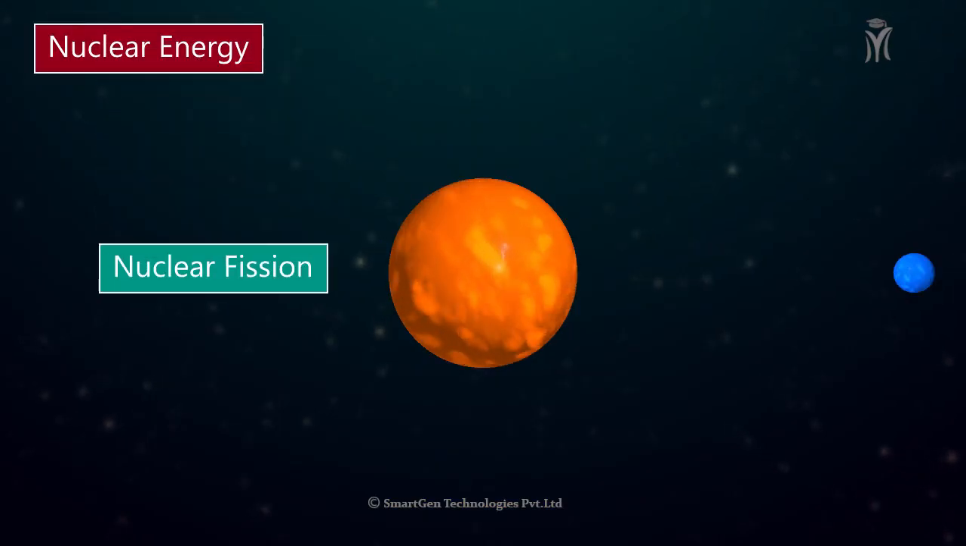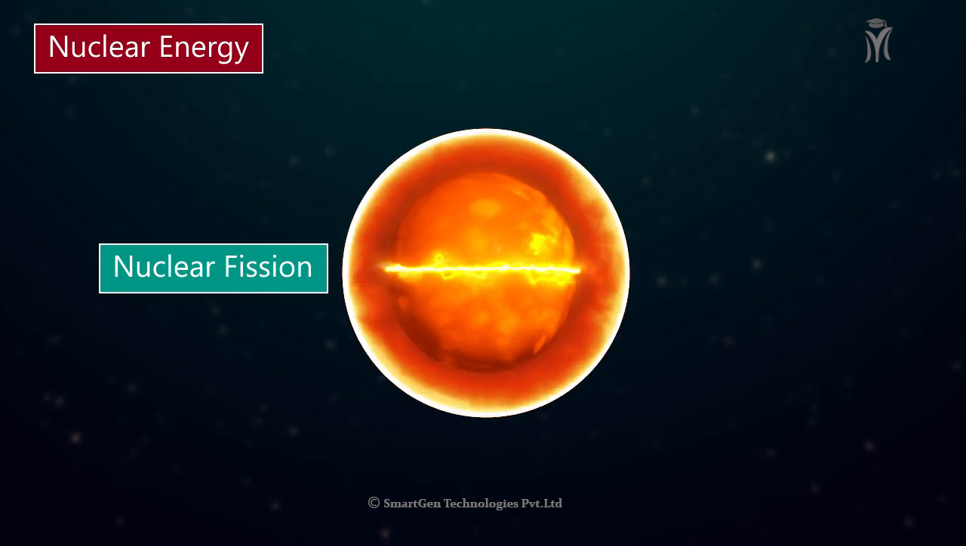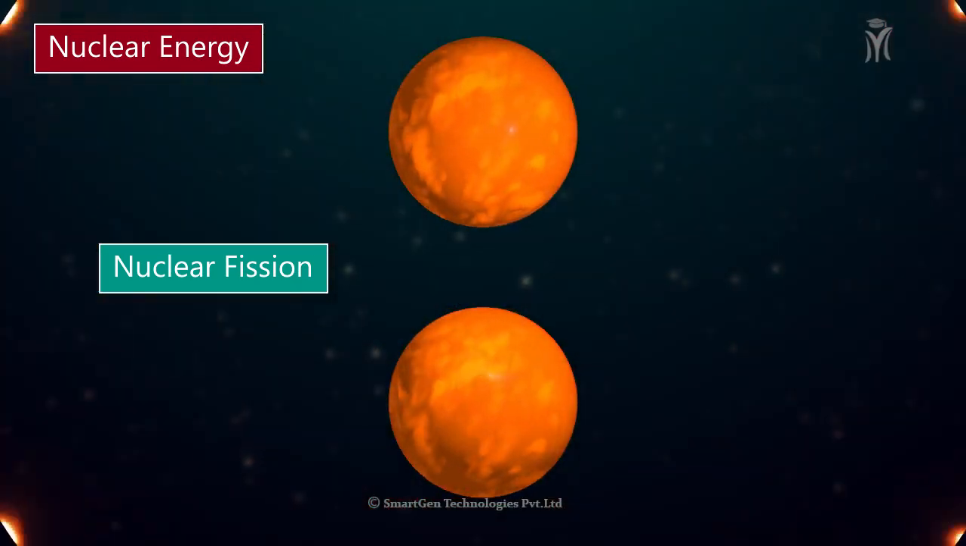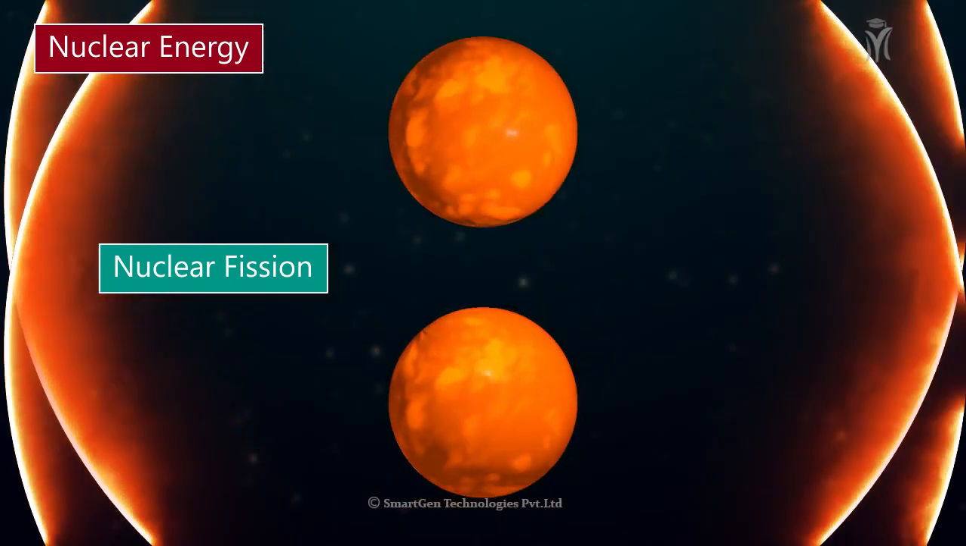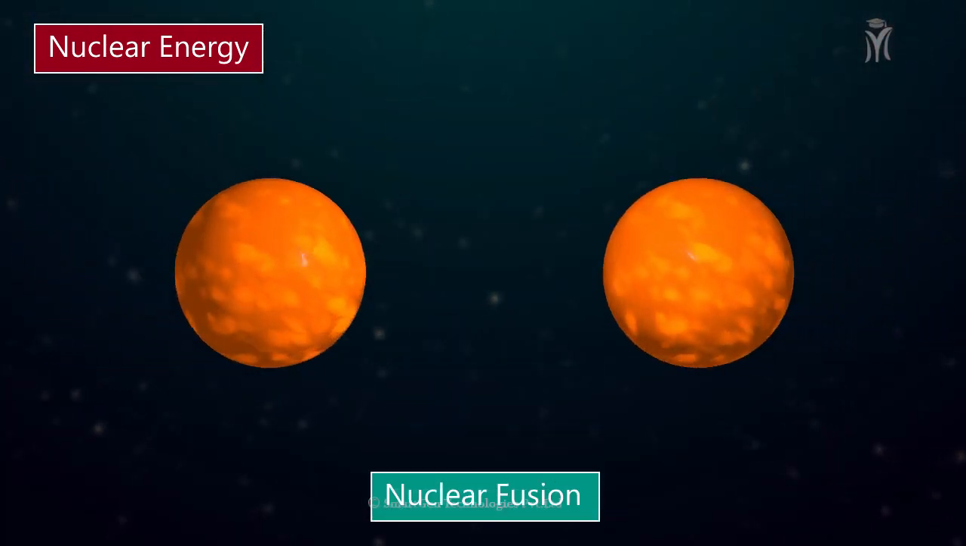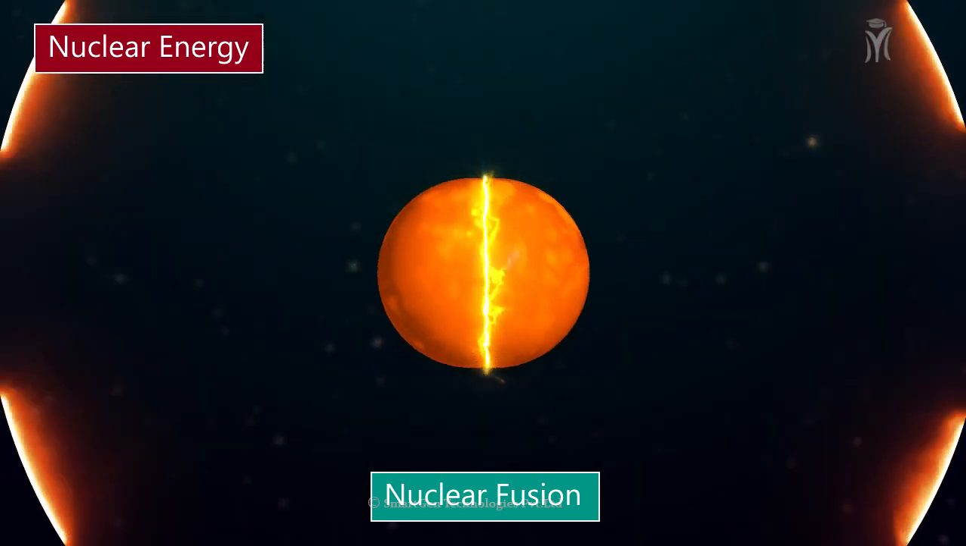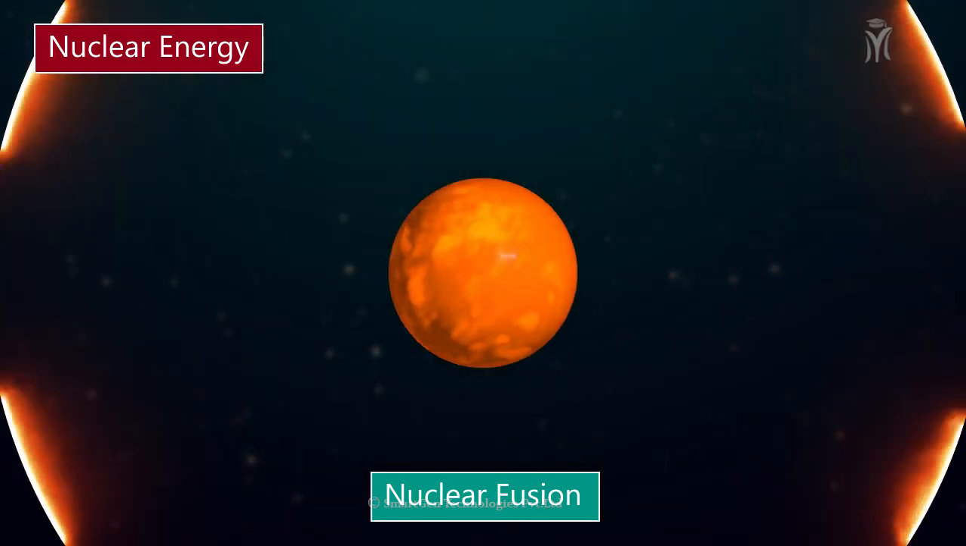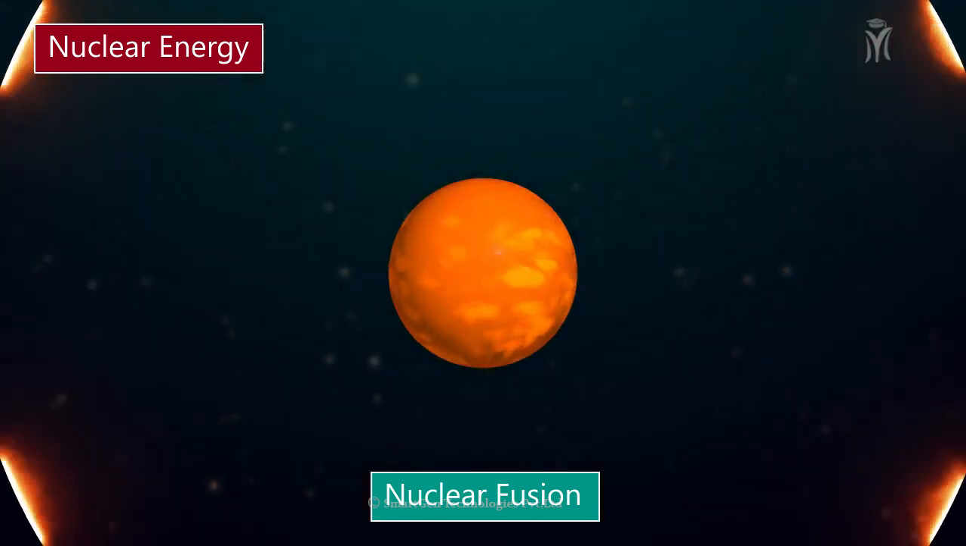Nuclear fission is the reaction when one bigger nucleus is hit by a slow-moving neutron or a fast-moving electron. Nuclear fusion is the reaction when two smaller nuclei combine and form a bigger nucleus.